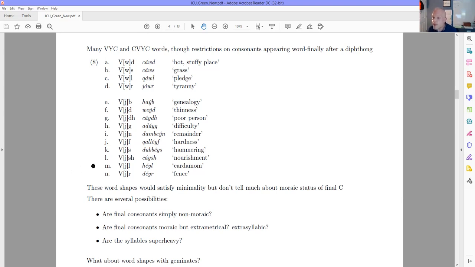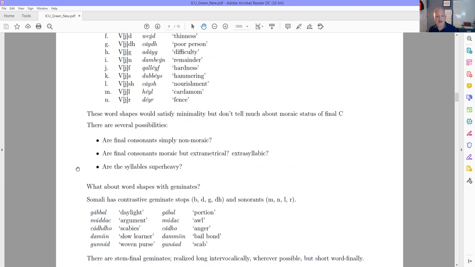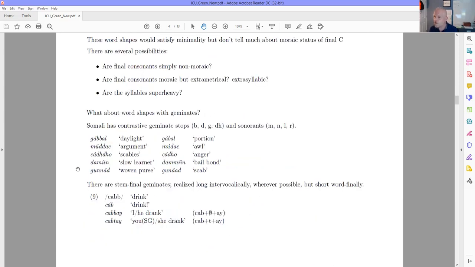We also have geminates to contend with. Somali has contrastive geminate stops, four of them in fact, as well as four contrastive sonorants that are geminates. And so I've given you some pairs here that are pretty close minimal pairs, between the geminate here on the left and the singleton on the right. These end up being important to us because there are actually stem final geminates arguably in the language, and these are realized long whenever possible, yet they're shortened word finally.